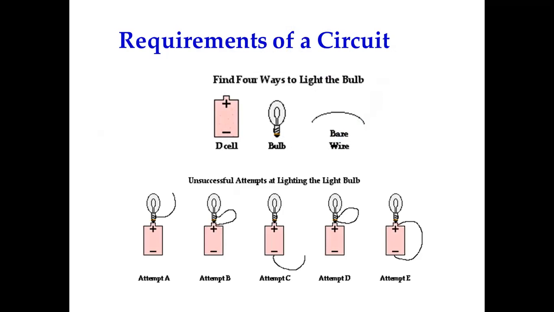These are the basic requirements of the circuit: a cell, a bulb, and a bare wire. These are the attempts to connect a circuit. In attempt A, the wire is not connected to the battery. In attempt B, the wire is just connected to the positive terminal, and in C, it's not even connected to the bulb. In attempt D, it's connected to its own, and in attempt E, it is connected to both the terminals.